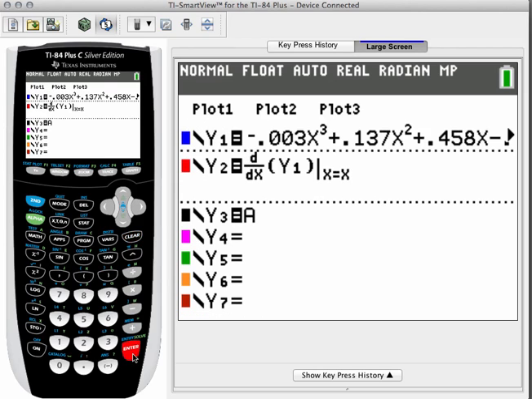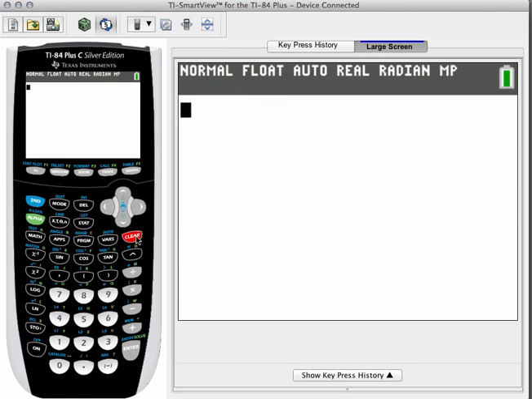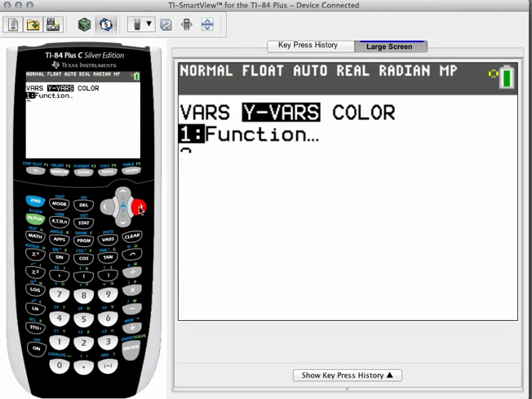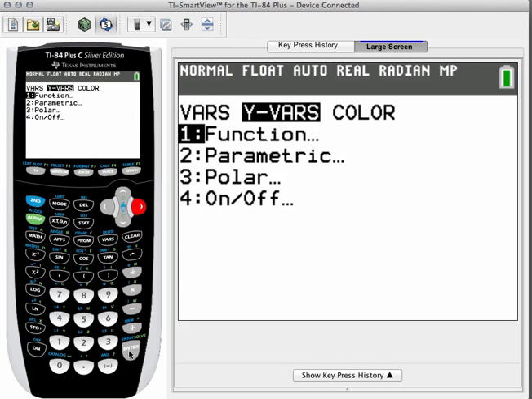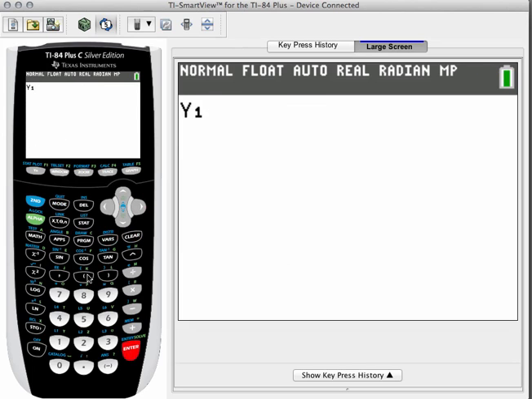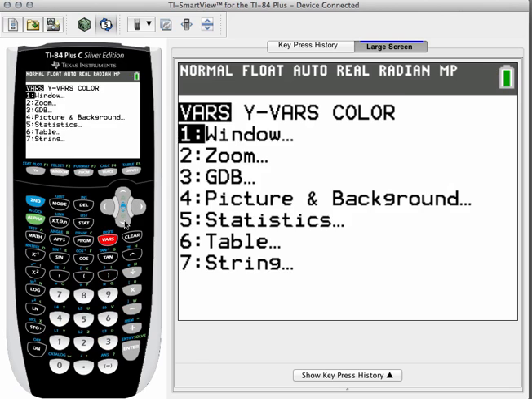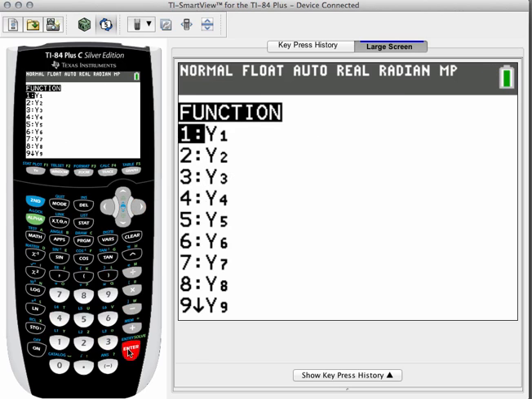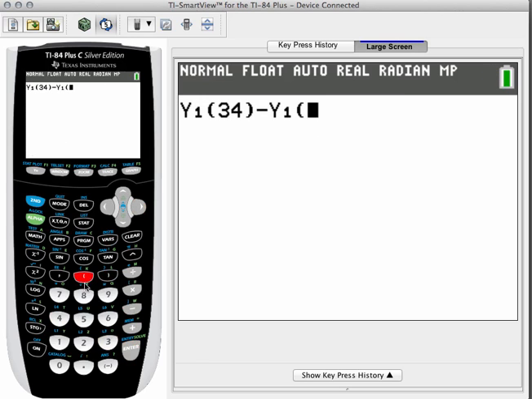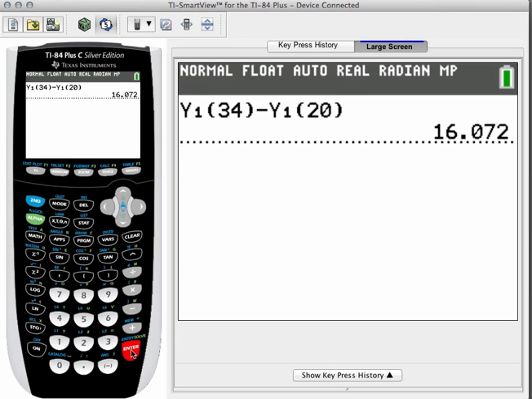So let's go ahead and find that slope value we need. Let's go back to our quit screen. Let me clear this out. Similar to what we did in the last problem, we're going to set up the numerator by using the built-in function notation. So we're doing y1 at 34 minus y1 at 20. We get that, and we need to divide that by 34 minus 20, so that's 14.